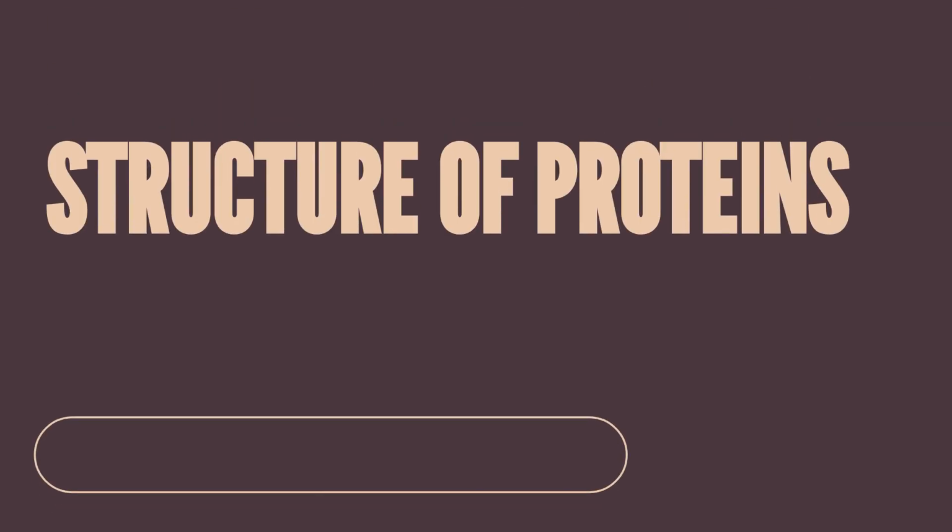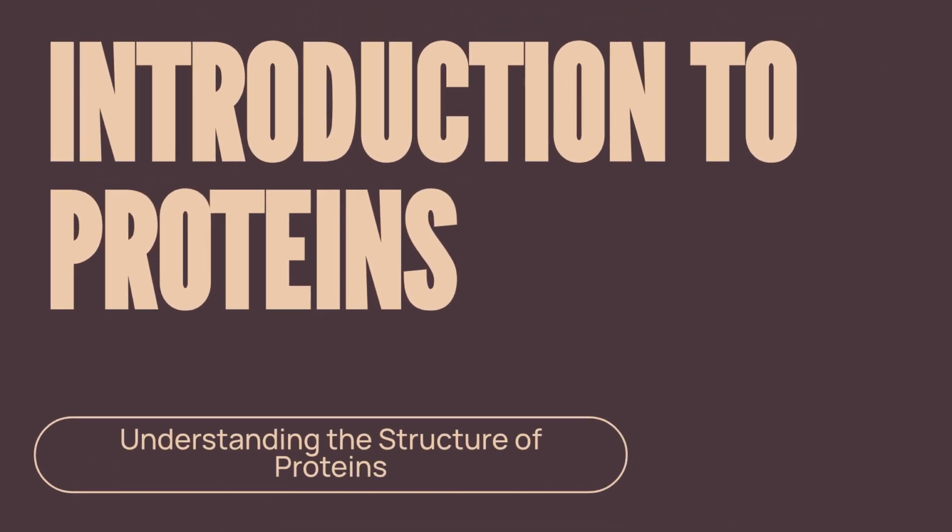Welcome to this lecture on the structure of proteins. Today, we will explore the 4 levels of organization that give proteins their unique biological functions. Proteins are complex macromolecules essential for life. Let's begin by defining what makes a peptide a protein.